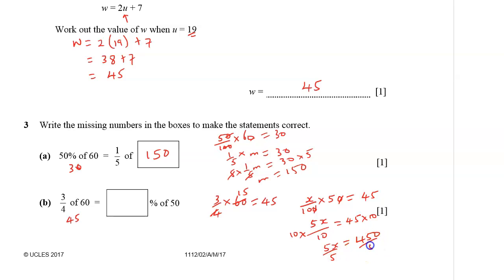Divide both sides by 5. Right? Therefore, x is going to be 90. So 90% of 50 is 45. And there we go.